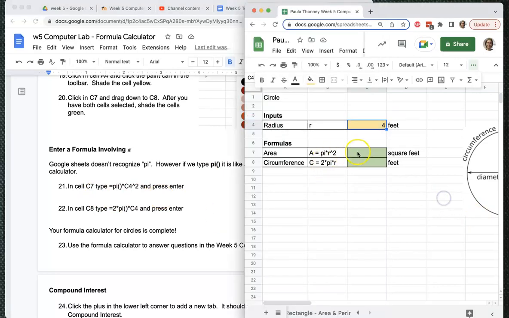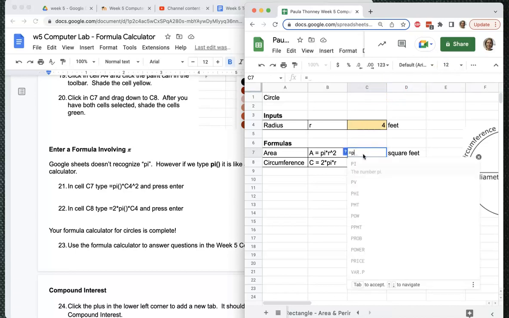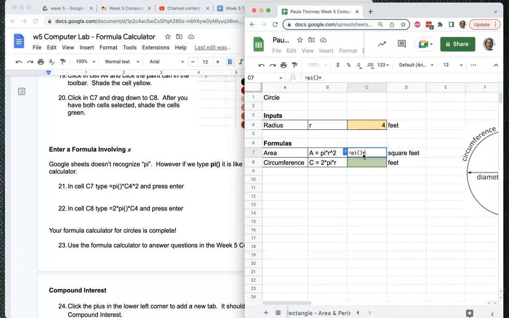So in cell C7, close that off so you can see what column we're in. So we're in C7. I'm going to type equals pi, open, close, and that's how I enter pi in here, times C4, shift 6 to square. Pi radius squared is the area formula.